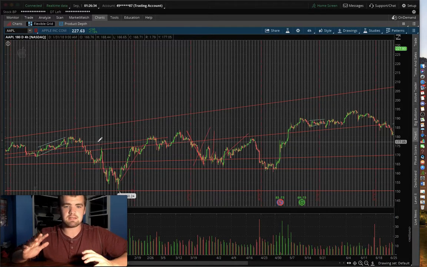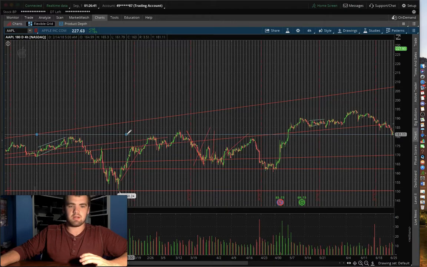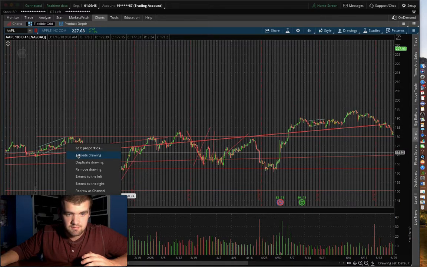Now, the resistance line is different. This is where buyers tend to exit or they short sell the stock. And that's where they predict for it to go down. So right here, as you guys can see, let's see if we can get rid of some of these.